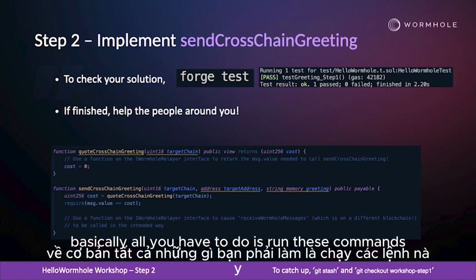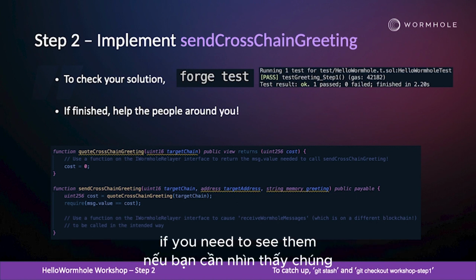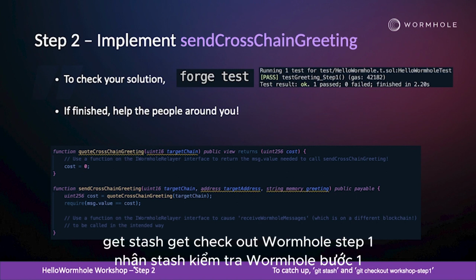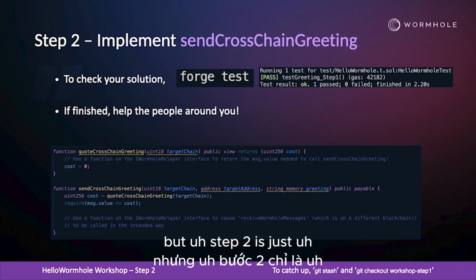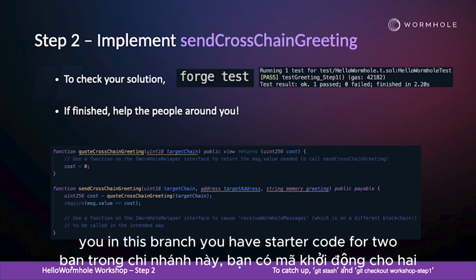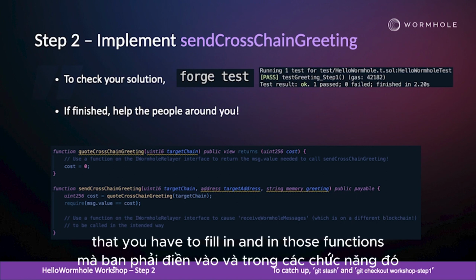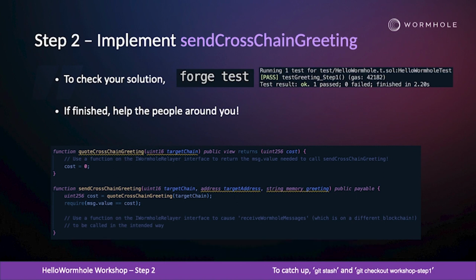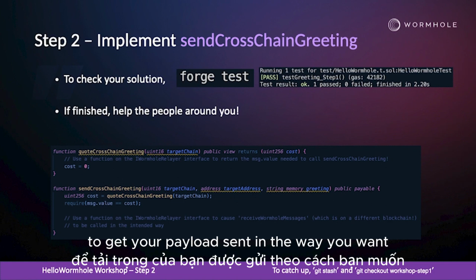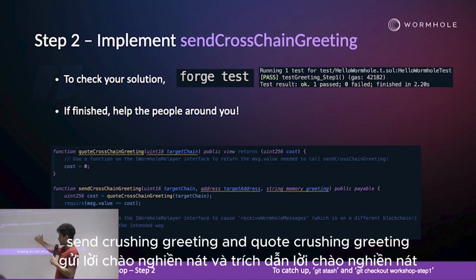Basically, all you have to do is run these commands, and they're also down in the corner right now if you need to see them. Git stash, git checkout wormhole step 1. But step 2 is just, in this branch you have starter code with 2 empty functions that you have to fill in, using the IWormholeRelayer interface to get your payload sent in the way you want. If you look at the code, there were 2 functions, sendCrossChainGreeting and quoteCrossChainGreeting.